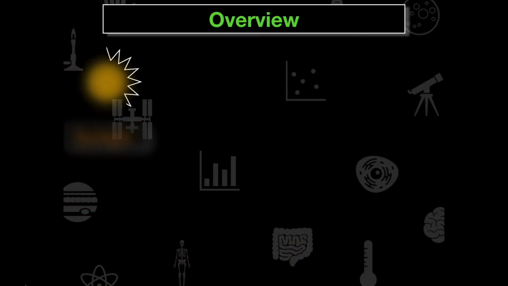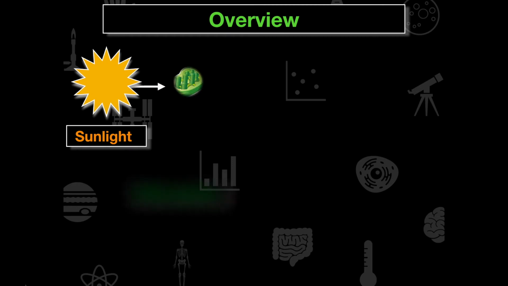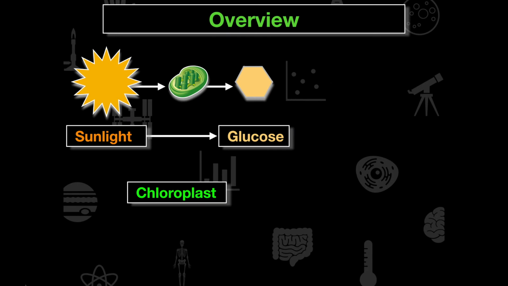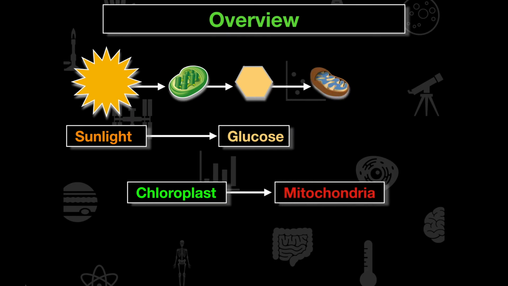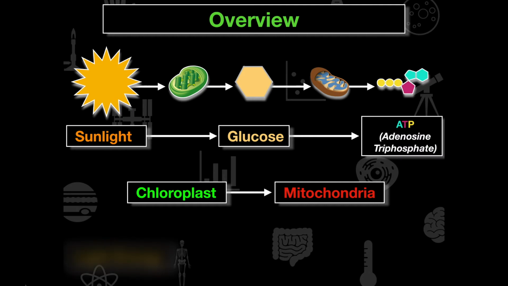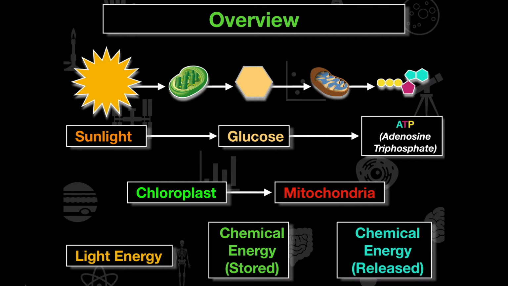If we go back to this original animation, remember we're going from sunlight, we're going into the chloroplast, making that glucose, and this is where we start cellular respiration. Glucose goes through and gets fed into the mitochondria to make that ATP. So we went from light energy to chemical energy stored in the glucose to chemical energy released in that ATP.